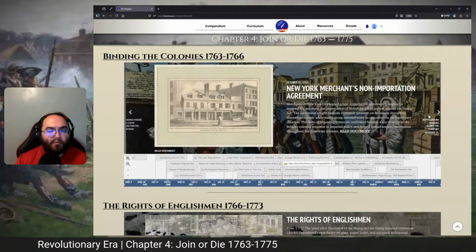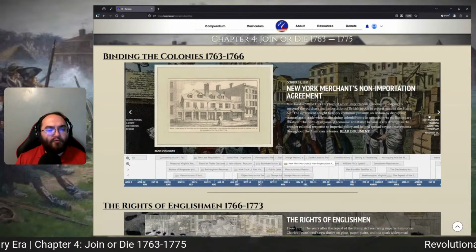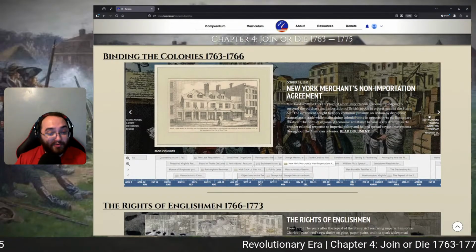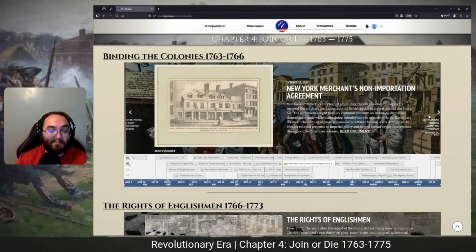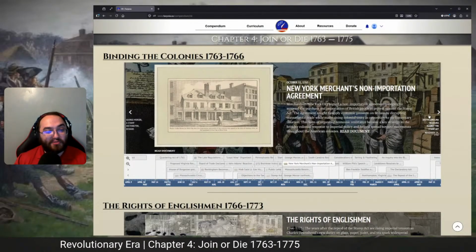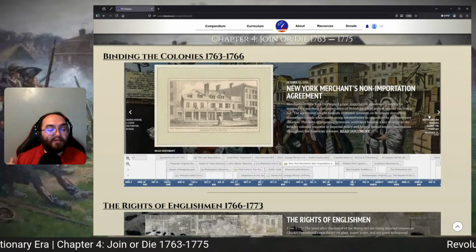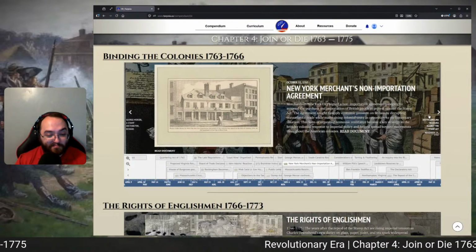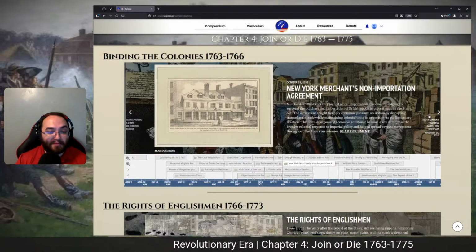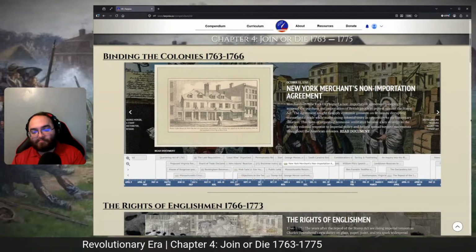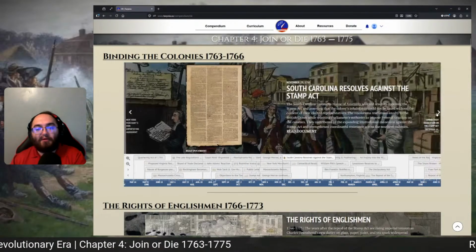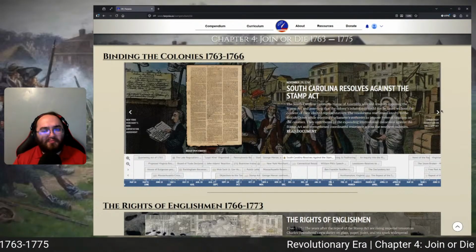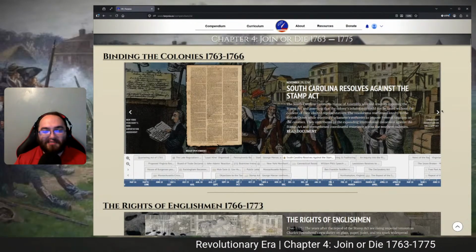And they're going to publish the list of those merchants who didn't boycott. And so a lot of those merchants are going to be attacked by mobs. So it's not just the tax collectors or the stamp distributors who are going to be attacked by mobs, it's also colonial merchants who are not going to participate in the boycotts. They're basically doxxed by their fellow colonists in order for them to get attacked.